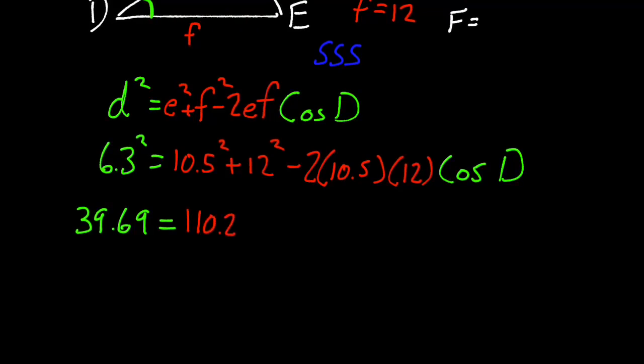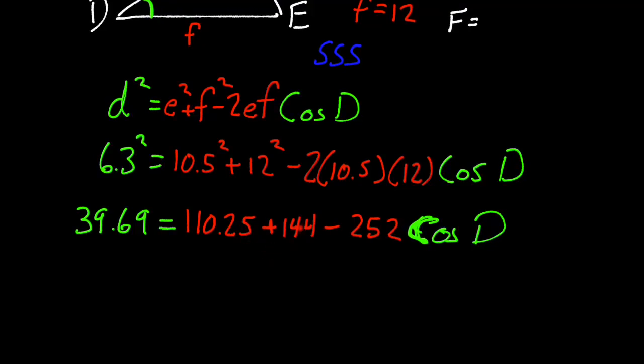110.25 plus 12 squared, which you should know is 144, minus, okay, this is 2 times 10.5, which is 21, times 12, so 21 times 12 is 252, times the cosine of angle D. Our goal here is to get D alone. Well, think about what's happening. I'm saying that 39.69 is equal to 110.25 plus 144 minus 252 times the cosine of D.